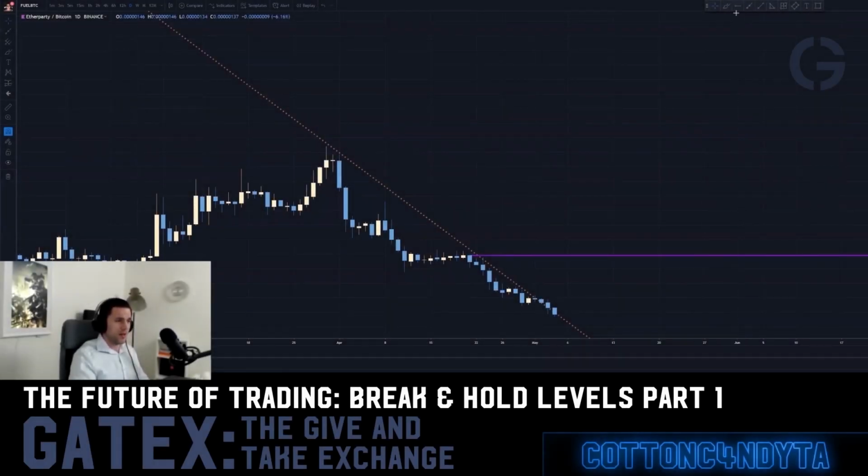Break and hold levels. This will change the way you guys are going to look at levels for the foreseeable future. Break and hold levels become the most advanced version of seeing levels that there is. There's other things going on in the chart that are not only break and hold levels. So we'll first start off there.